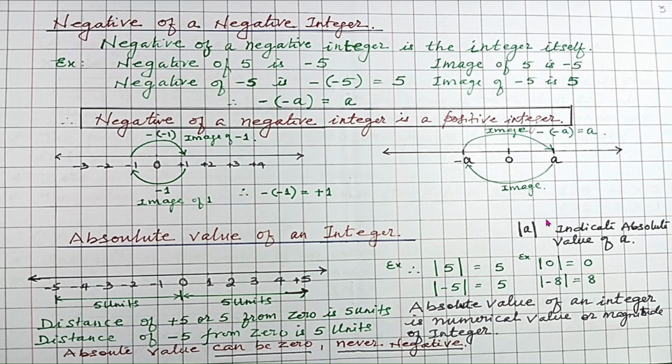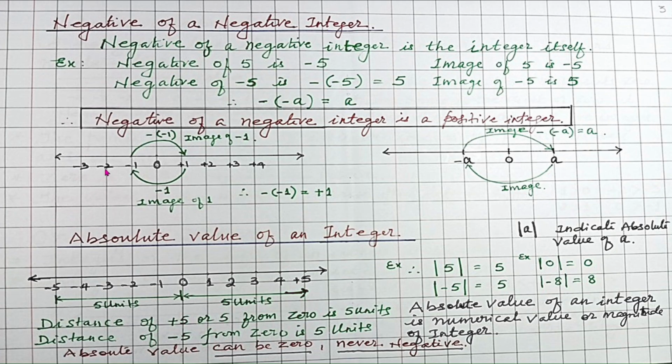Next point of our discussion is that the negative of a negative integer is a positive integer. What does this mean? If we have 5, the negative of integer 5 is minus 5, but if you find the negative of negative 5, it is again plus 5. So the negative of a negative integer is always a positive integer. That means minus of minus a is also always equal to a.